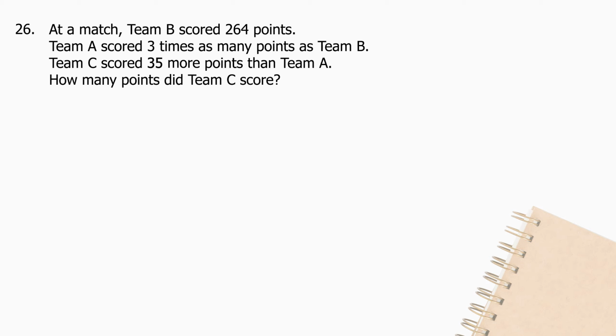Question 26. At a match, Team B scored 264 points. Team A scored 3 times as many points as Team B. Team C scored 35 more points than Team A. How many points did Team C score?